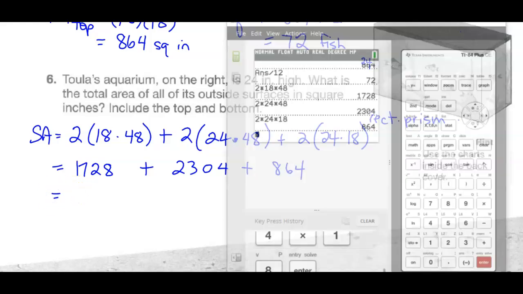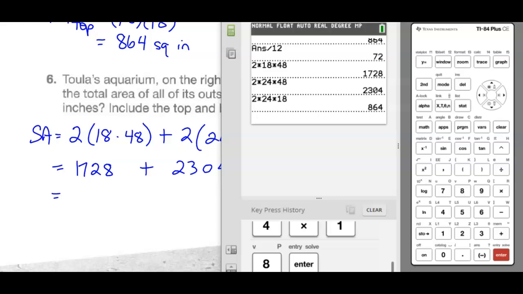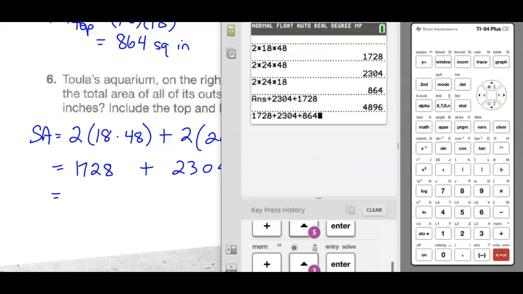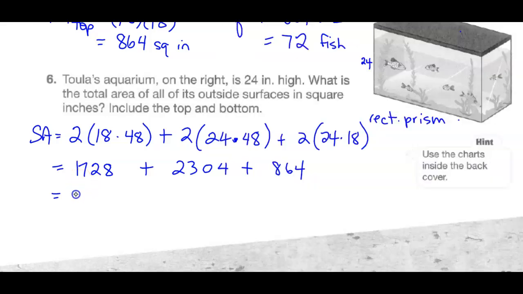Okay. Depending on what kind of calculator you have, you might have to add them all in, but you can take the last one and add 2,304, add 1,728. If you have a graphing calculator like this, you can go up and, depending on the version of it, enter on that value plus, go up to the next one you have to add, enter on that value, plus 864, enter. Okay, so 4896, and that is square inches.